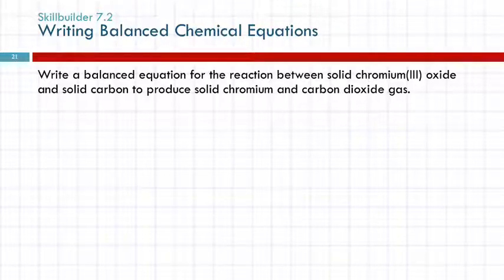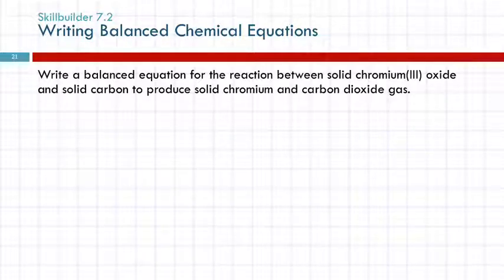Write a balanced equation for the reaction between solid chromium(III) oxide and solid carbon to produce solid chromium and carbon dioxide gas. The way these questions are set up, we're also going to be practicing our nomenclature. On an exam, these skills are separated. There will be questions that ask you to write names and formulas of compounds, the nomenclature. There will be other questions that ask you to balance the equation. But here we're just going to combine the two and get some practice.